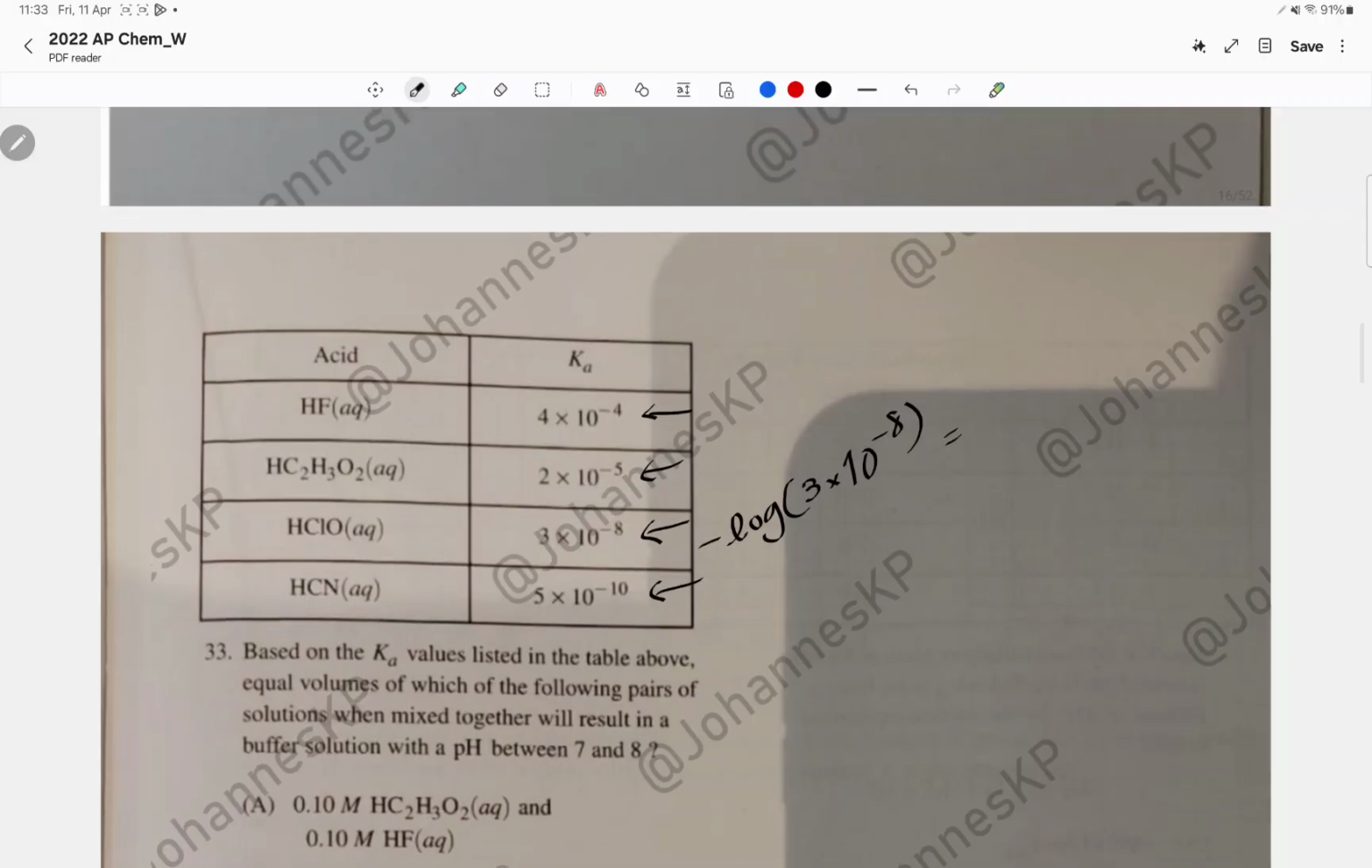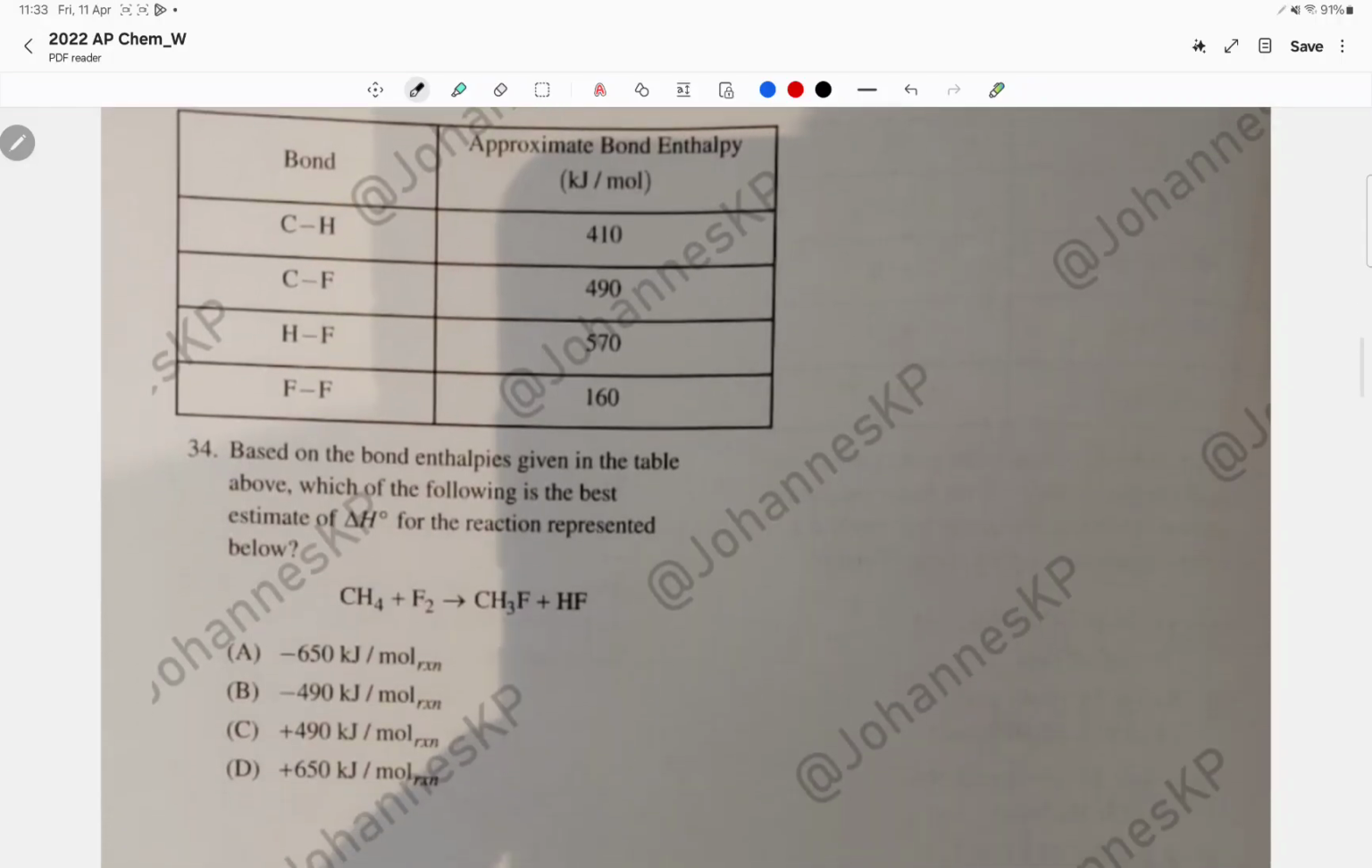So 34. Okay, if they mention bond enthalpy, we should do reactants minus products. First, draw the bonds. Was that necessary, to draw the bonds? Some people don't draw them and they get it wrong, and some people don't draw them and they get it right. So it's about the person. But it's better to draw it.